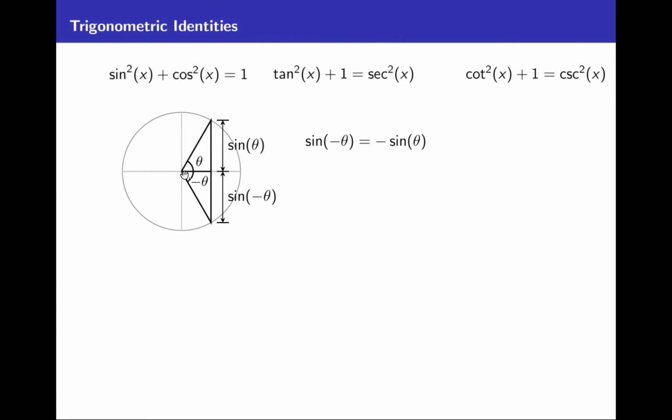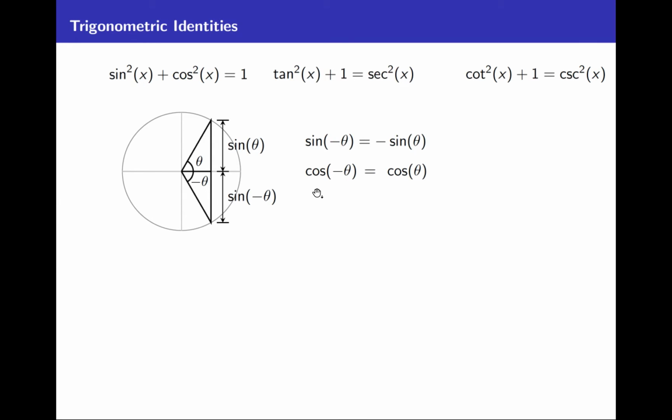In terms of cosine of theta, it's going to be the x-coordinate of this point, which is the same as the x-coordinate of this point. So from this picture, you can see that cosine of negative theta equals cosine of theta. Notice the negative just kind of disappears, and you can see why that happens based on this picture.